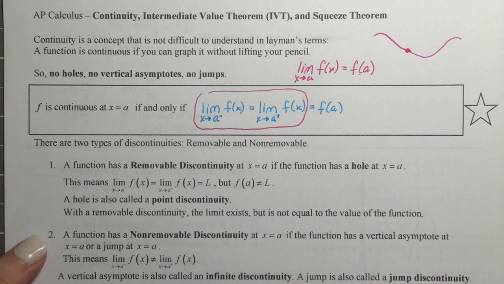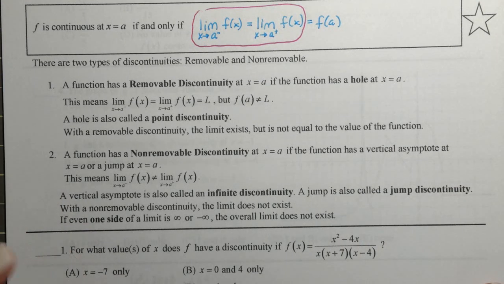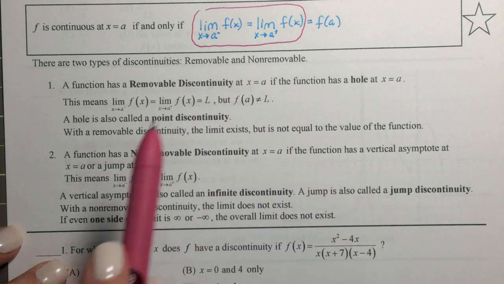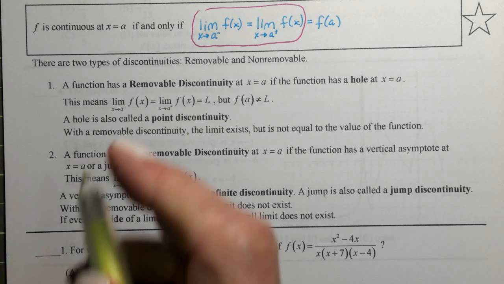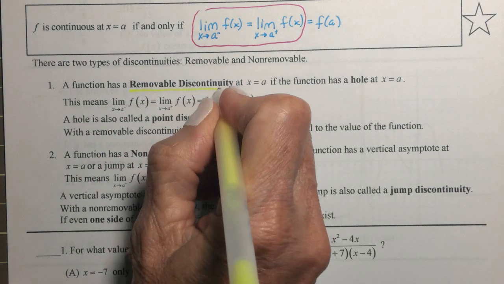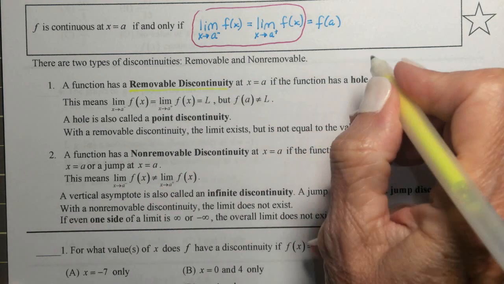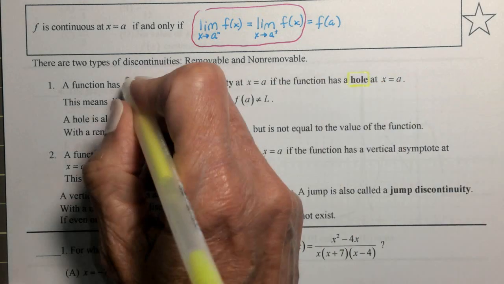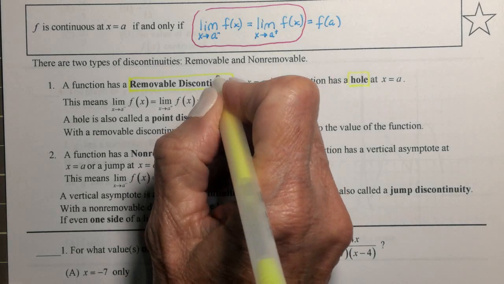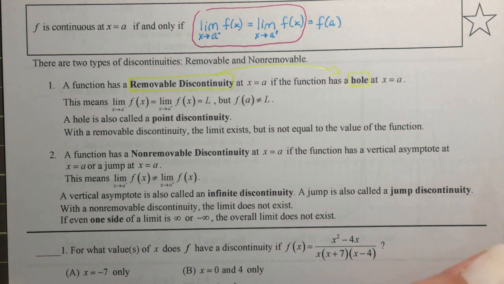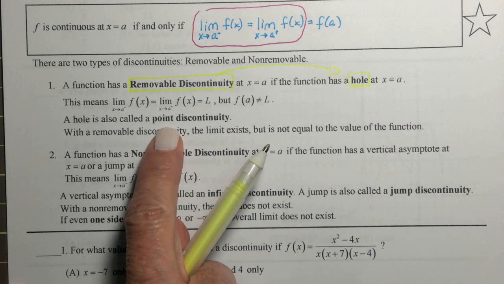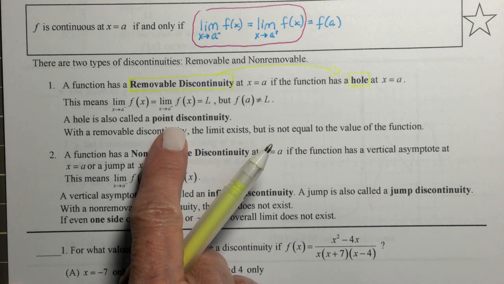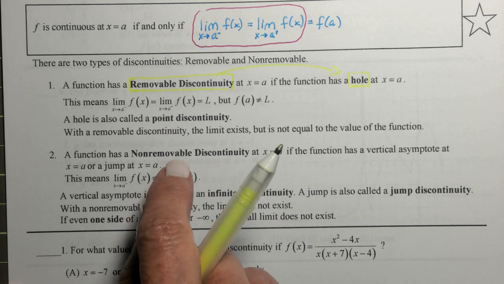Okay? Alrighty. There are two types of discontinuities, removable and non-removable. A function has a removable discontinuity wherever it has a hole. So when you hear removable discontinuity, I need you to think hole. A hole is also called a point discontinuity. It's discontinuous just at a point.